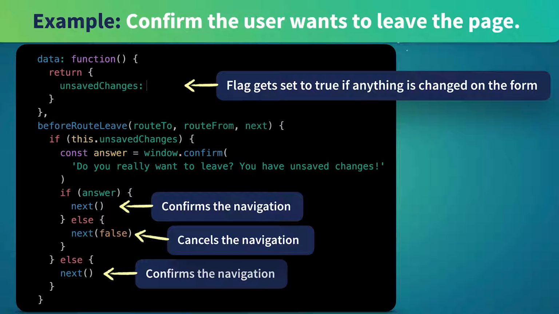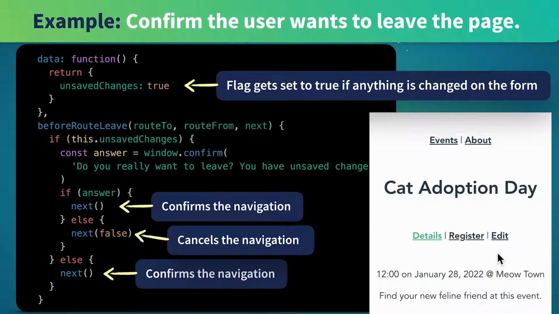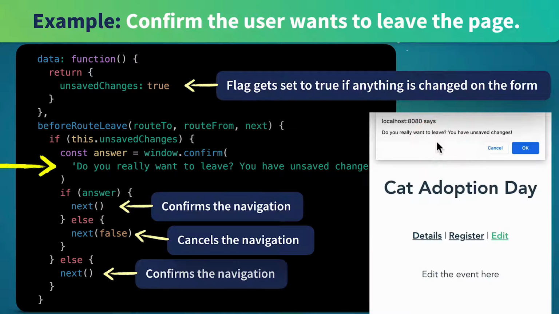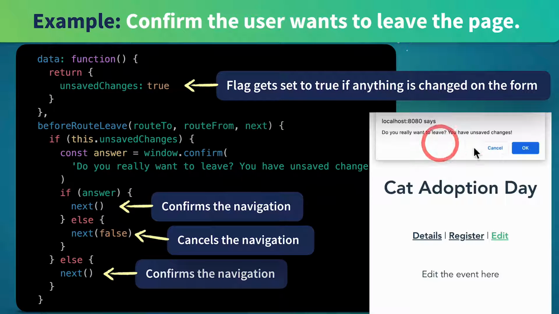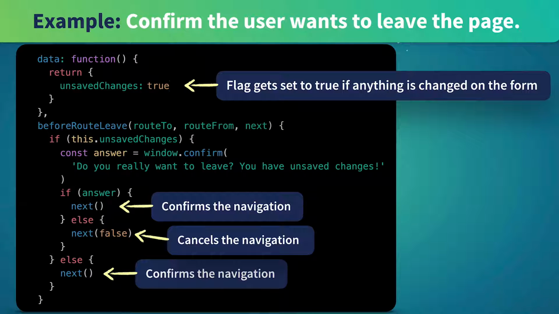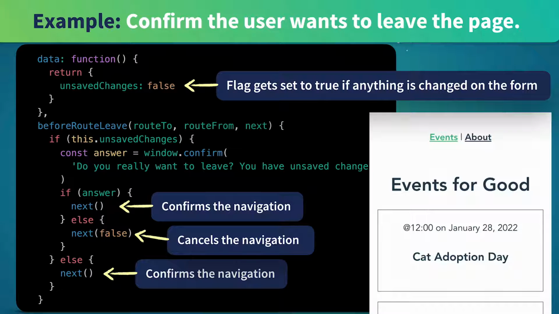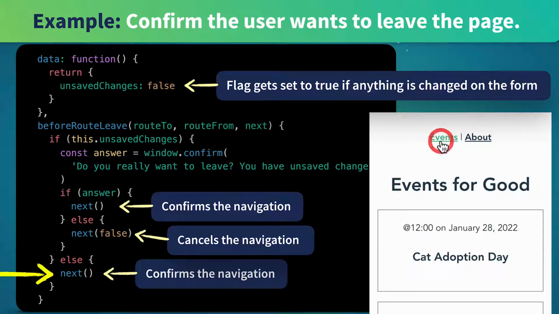So we'll set unsaved changes to true. Now on our page, first we'll navigate to our edit event component. Now when we try to navigate away, it gives us that confirmation. If we hit cancel, it runs next false and cancels the navigation. However, if we run it again and click OK, it confirms the navigation. What if we change unsaved changes to false? Now in the browser, we go to edit, and when we try to navigate away, it just calls next and allows the navigation to occur.